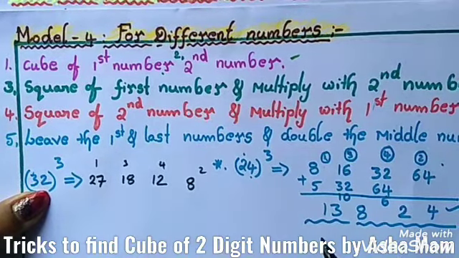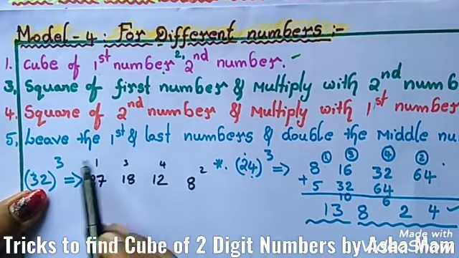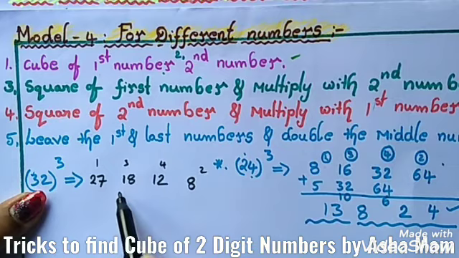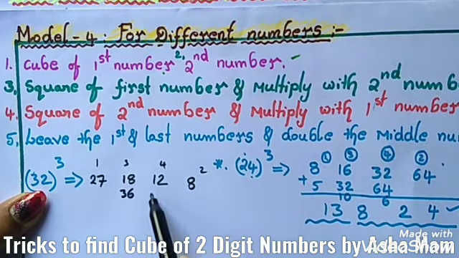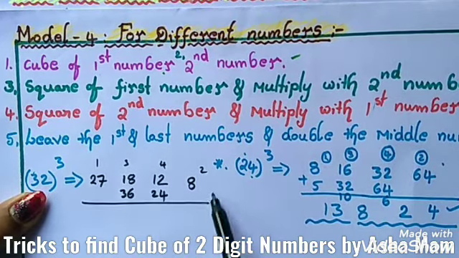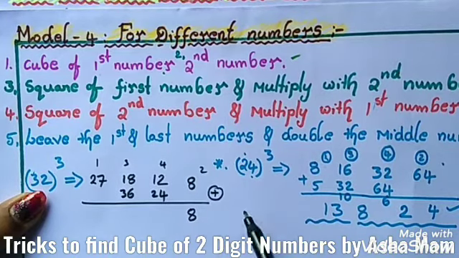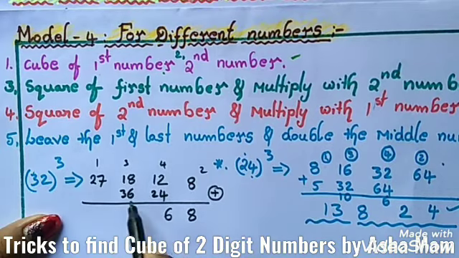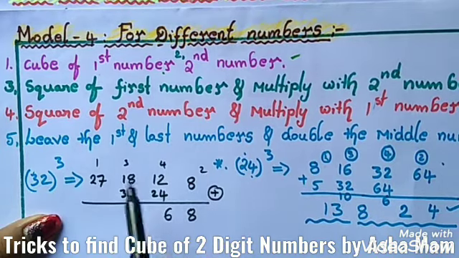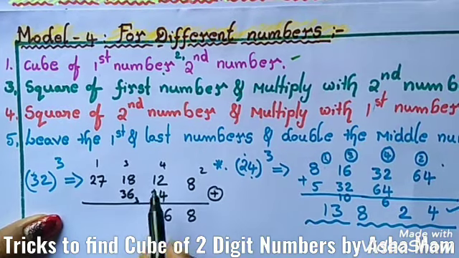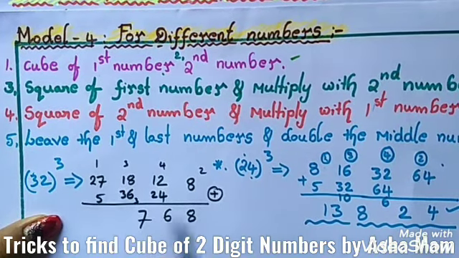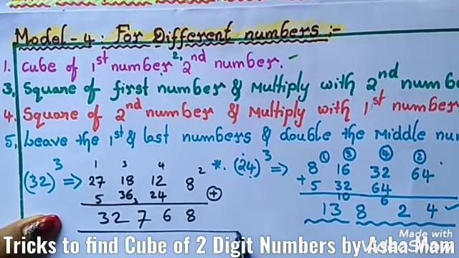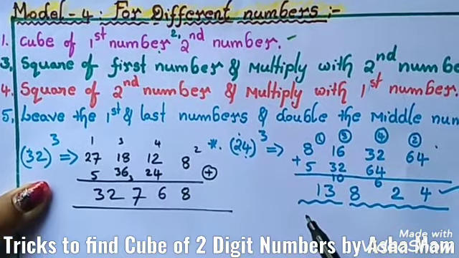Okay students, no need of confusion here. Okay. Now leave the first and last numbers, double the middle numbers. Here is the middle number 18. 18 into 2, 36. Here 12. 12 into 2, 24. You have to add these numbers. Here 8. Here 12 plus 24, that is 36. Here 6 and 3 is carried forward. 18 plus 36 plus 3, 57. 5 is here. Now 27 plus 5, 32. So this is the answer of 32 whole cube.